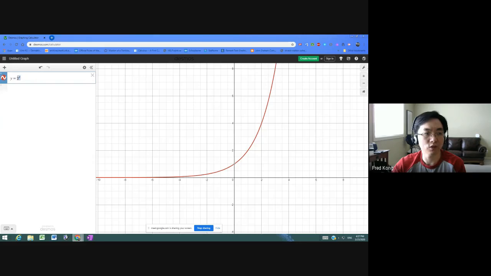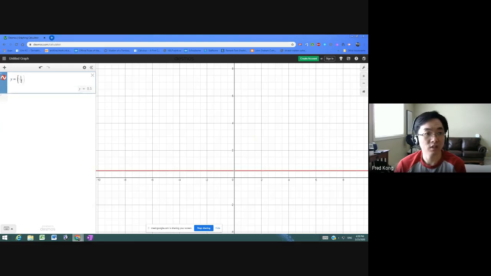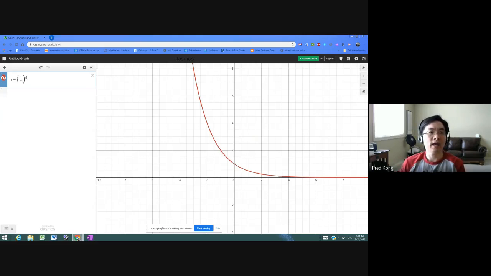What happens if you have, instead of 2 or 3 or 5 or 10, you have a number for this base that is between 0 and 1? So let's start with half. Oh, this is not the way to do it. Let me type this in again. I might have to just delete the whole thing. Y is equal to half raised to the x. Okay, so half is a value that is between 0 and 1.